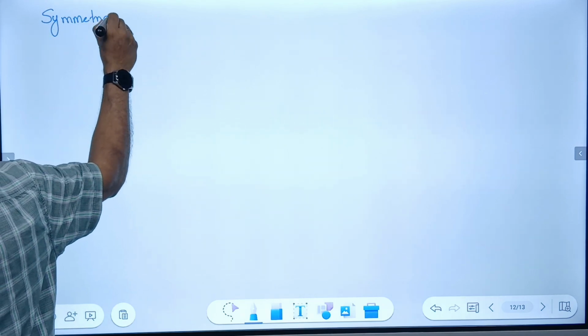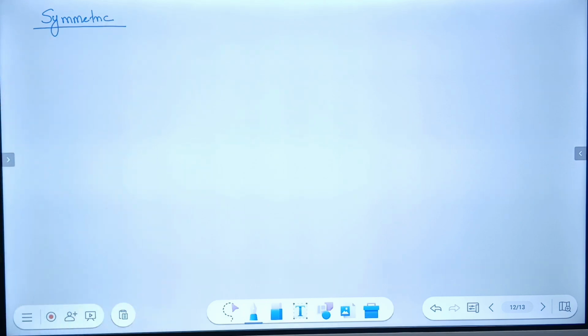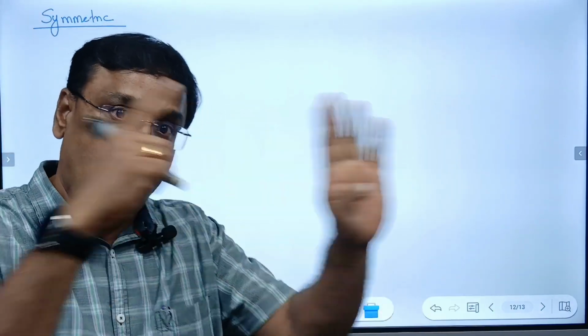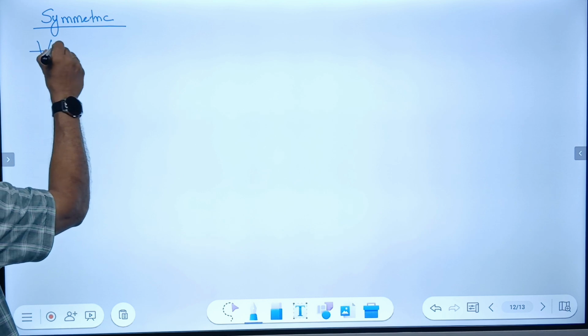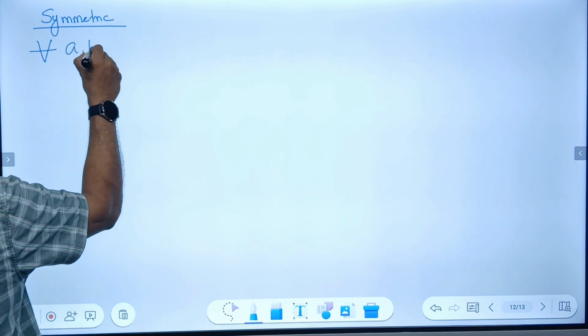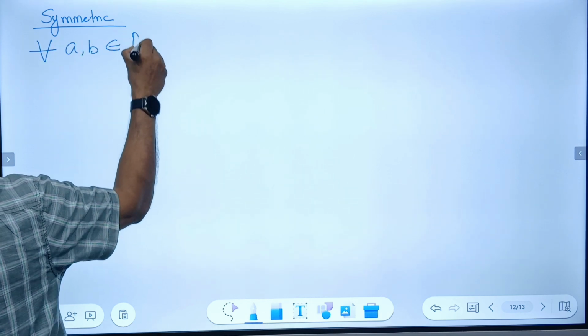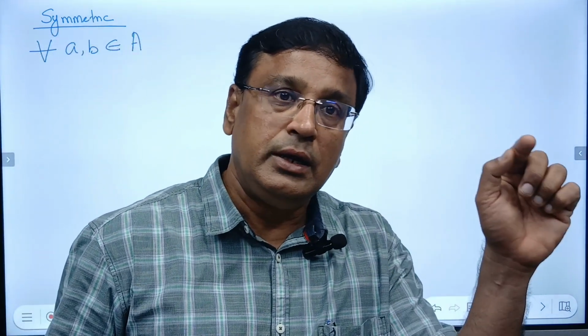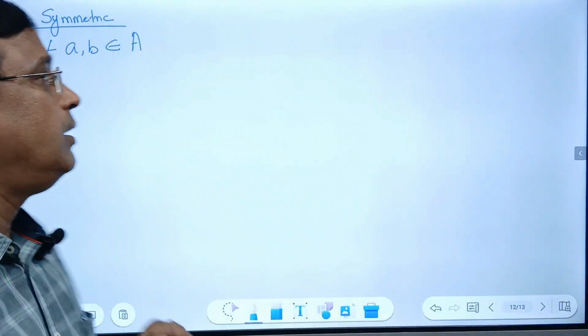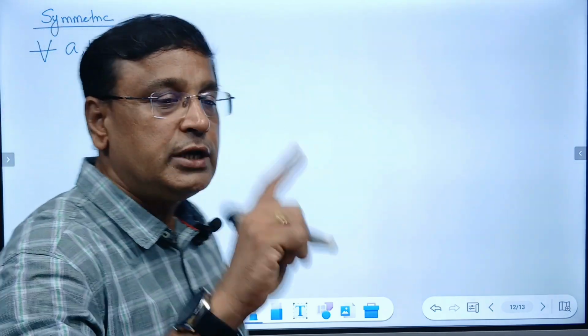Now how do I deal with a symmetric relation? In reflexive, I chose one element, but all the elements. Here I will be choosing two elements. What are they? For every A, B belongs to set A. There I chose one element: A belongs to A. Now there is no initial condition.